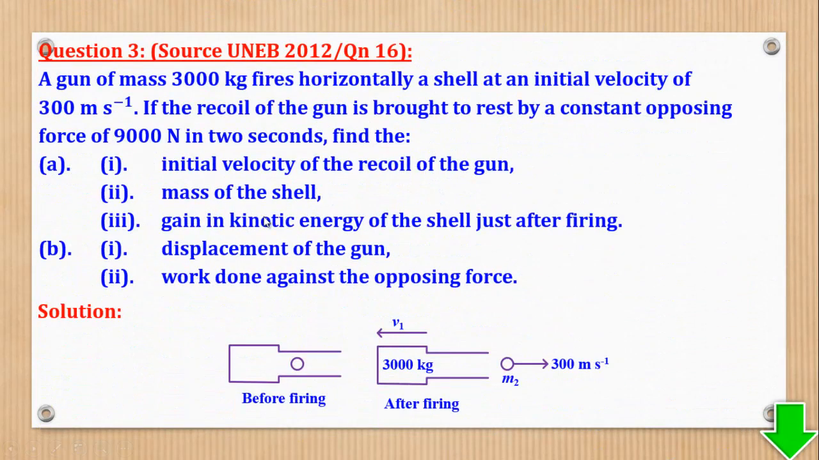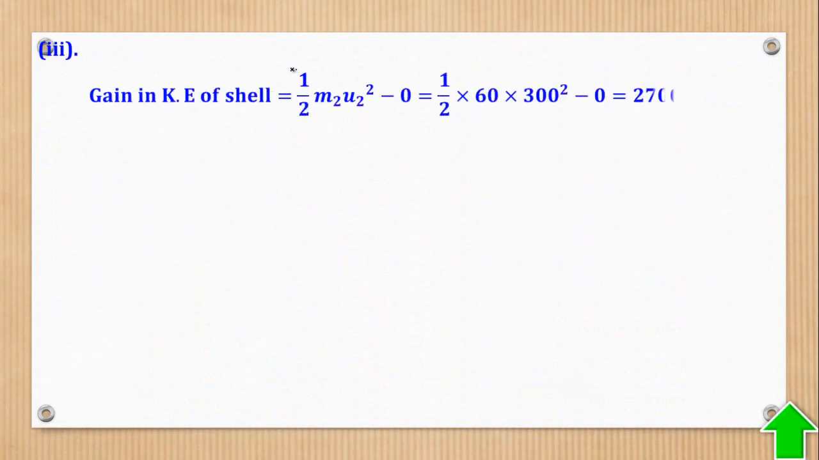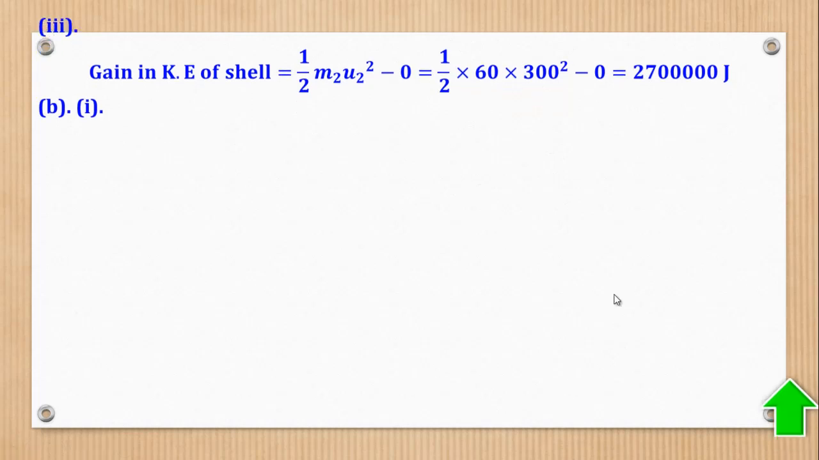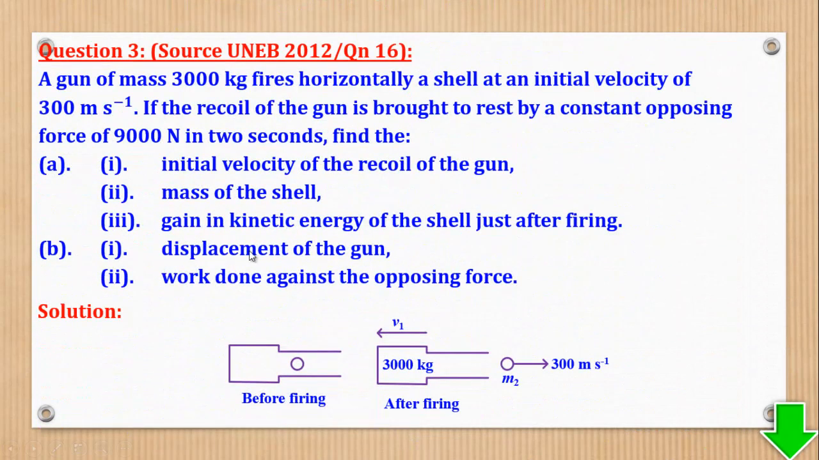Then Roman 3, they wanted the gain in kinetic energy of the shell just after firing. So gain in KE is equal to this minus that, where we substitute that and this to give us the gain in kinetic energy. Then now we shall go to part B: the displacement of the gun and the work done against the opposing force.